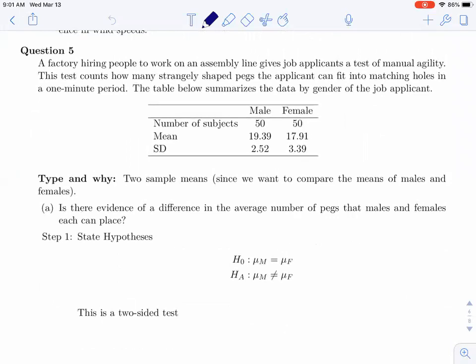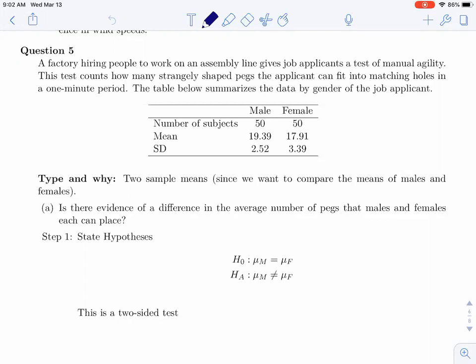Question 5. A factory hiring people to work on an assembly line gives job applicants a test of manual agility. This test counts how many strangely shaped pegs the applicant can fit into matching holes in a 1-minute period.